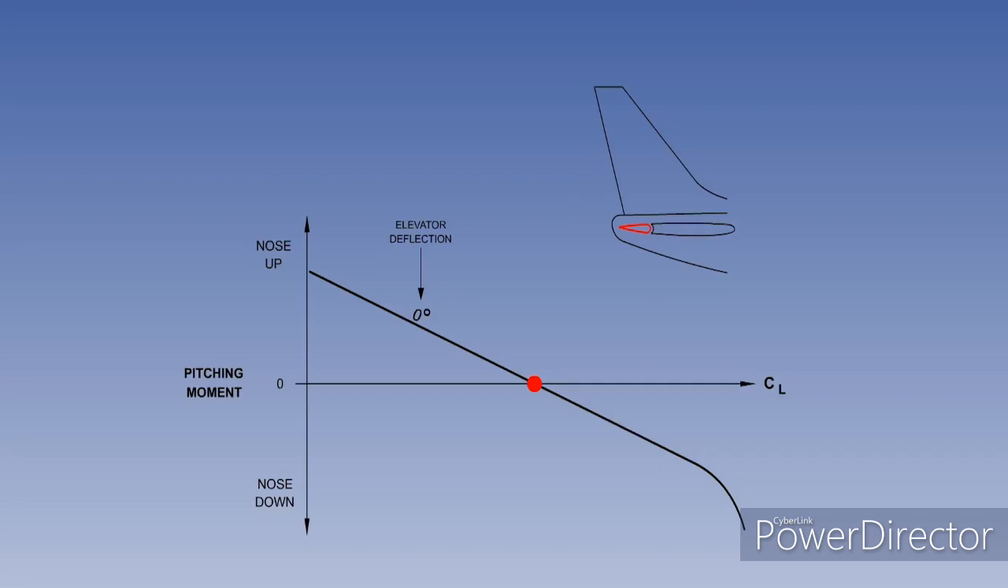The elevator is neutral to the tailplane, and the aircraft is flying level at a given lift coefficient. A momentary increase in angle of attack generates a stabilizing nose-down pitching moment. Reset the graph. A momentary decrease in angle of attack generates a stabilizing nose-up pitching moment. Reset the graph.